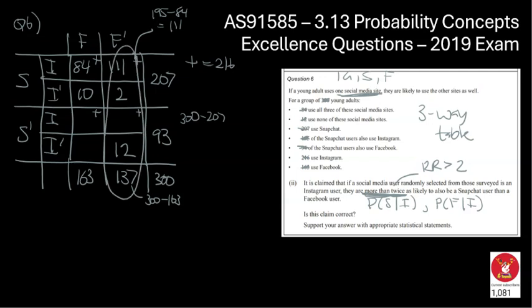Now I can work down the not Facebook group because they've got to add to 137 and I only don't know this one in the middle. So 137 minus 12 minus 2 minus 111 is going to get me to that one in the middle there. And then when I do that, I get to 12 as well.